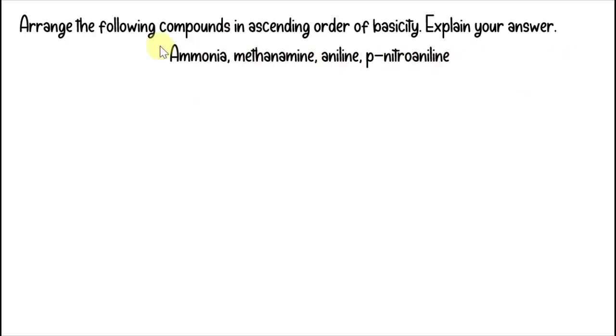So let's do some examples. Arrange the following compounds in ascending order of basicity. Explain your answer. We have the IUPAC names of the compounds. First, let's draw the structures. We have ammonia, NH3, and then methanamine. Methanamine has only one carbon, CH3NH2.